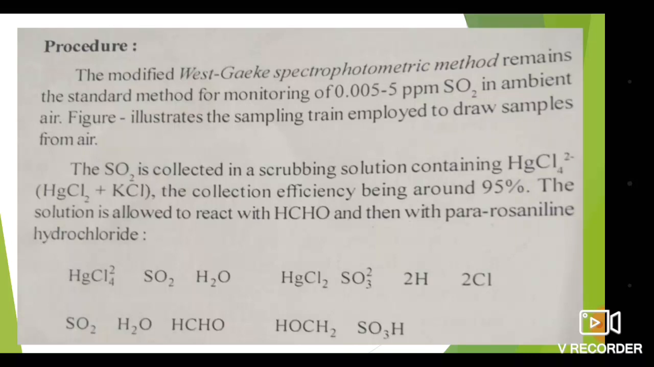How the sample is taken from the air is shown by means of the apparatus. The SO2 is collected in a scrubbing solution containing HgCl2 plus KCl. The collection efficiency being around 95%, the solution is allowed to react with formaldehyde and then with para-rosaniline.